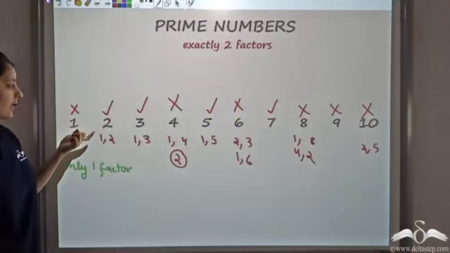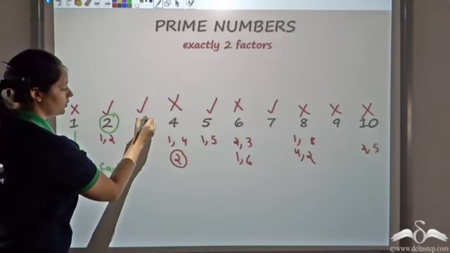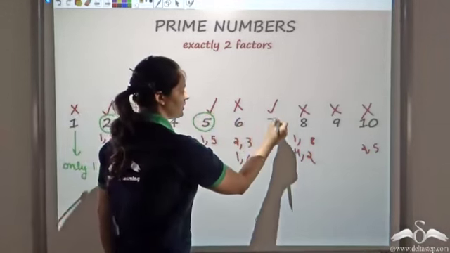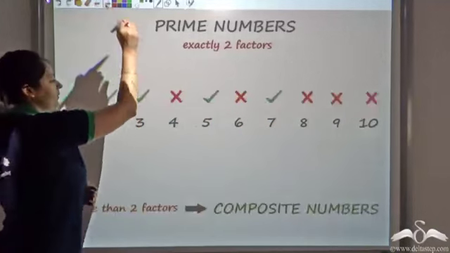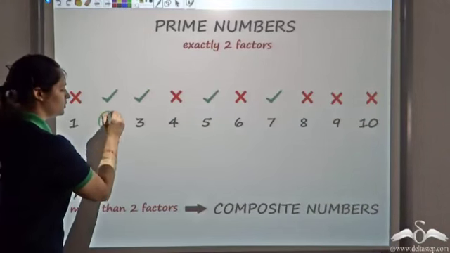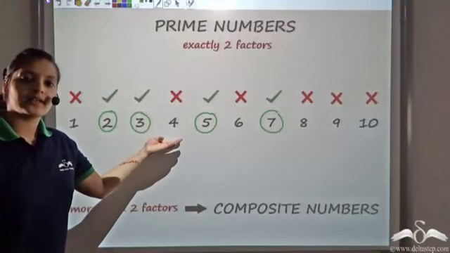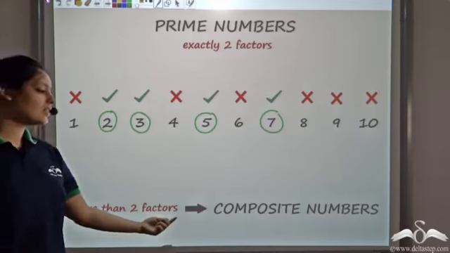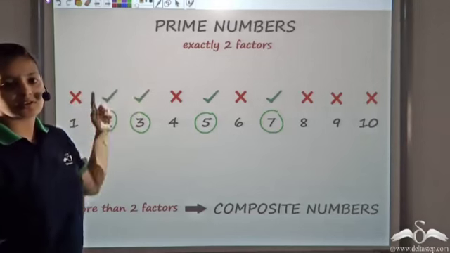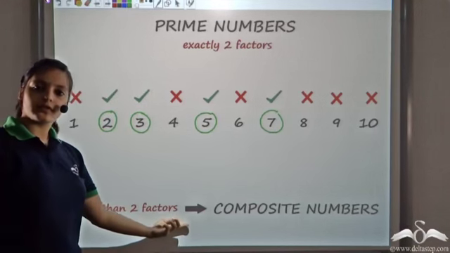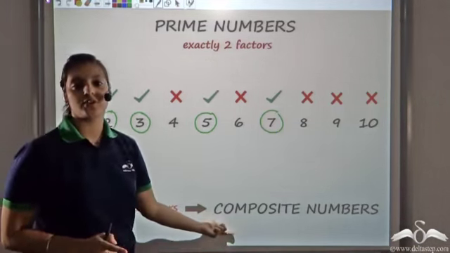So what I see is that the prime numbers are only 2, 3, 5, 7. So these are the 4 prime numbers in the first 10 numbers. These are the 4 prime numbers, 2, 3, 5 and 7. So now any number, if it has more than two factors, then it is called a composite number. What about 1? 1 is not a prime number because it has only one factor. Does it have more than two factors? No, 1 has only one factor. So it is neither prime nor a composite number.